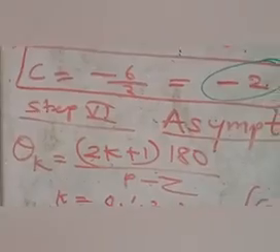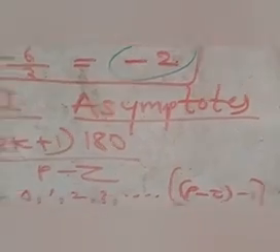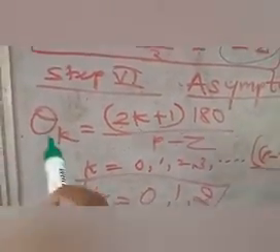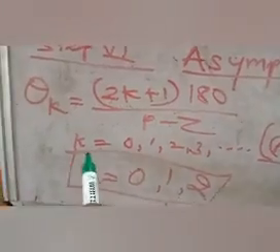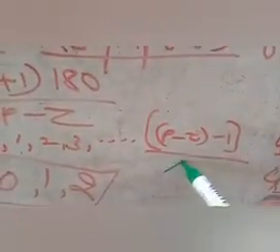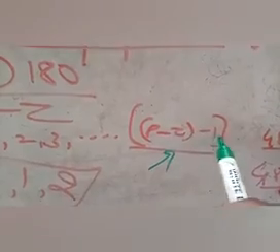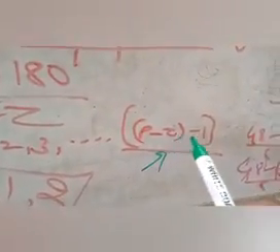Then step number 6, asymptotes. Determine the asymptotes. So first write down the formula. What is the formula for asymptotes? Theta k is equal to (2k plus 1) into 180 divided by P minus Z, where k is equal to 0, 1, 2, 3 and so on. So always remember the last point. What is the last point? P minus Z, in brackets, minus 1. Here Z is equal to 0, P is equal to 3. So 3 minus 0 is 3, 3 minus 1 is 2.